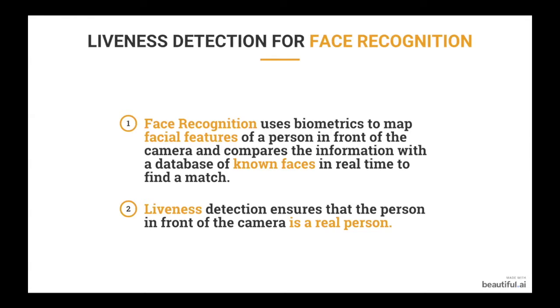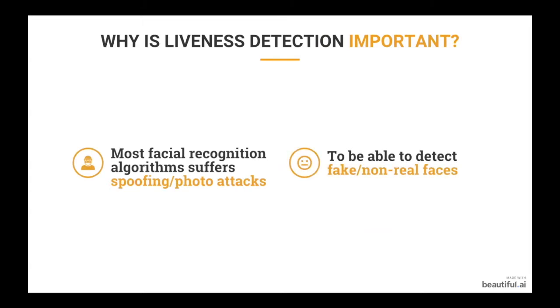So liveness detection is there to make sure that the faces that the system sees are real people, or a real person. So why is liveness detection important?